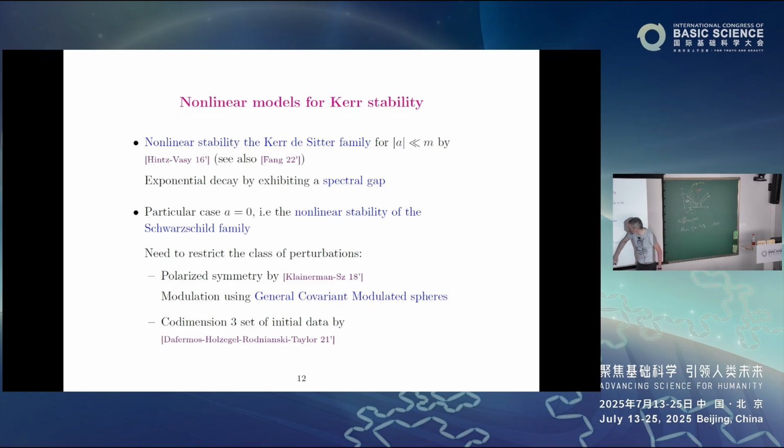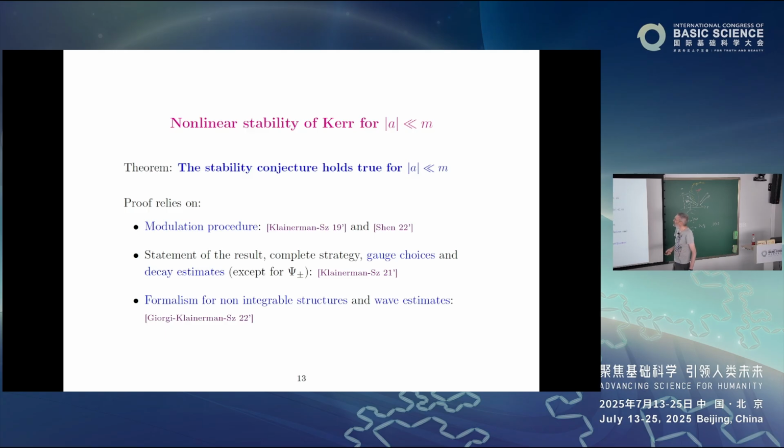And then it was extended to a codimension 3 set of initial data by the work of Dafermos, Holzegel, Rodnianski, and Taylor. Okay, and finally, let me mention the result I wanted to talk about, which is our recent result on nonlinear stability of Kerr for small angular momentum. So it actually consists of several papers.